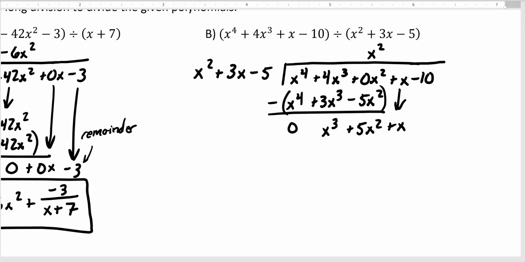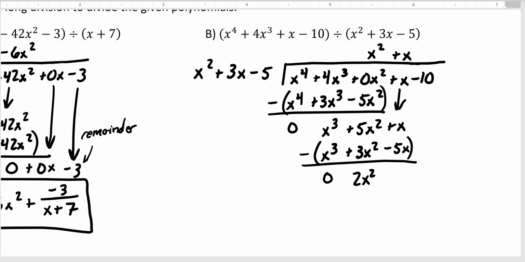So x squared times what gives me x to the third? 1x. When I multiply it out, I get x to the third plus 3x squared minus 5x, and we're going to subtract. So I get 0. 5x squared minus 3x squared is 2x squared. x minus negative 5x will become positive 6x, and then bring down our negative 10.